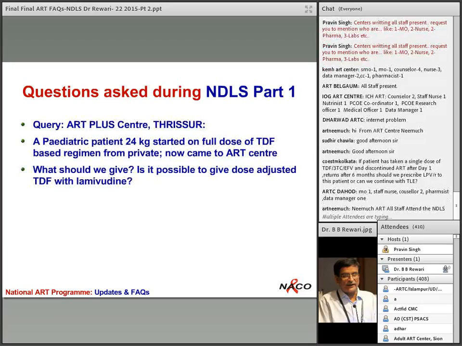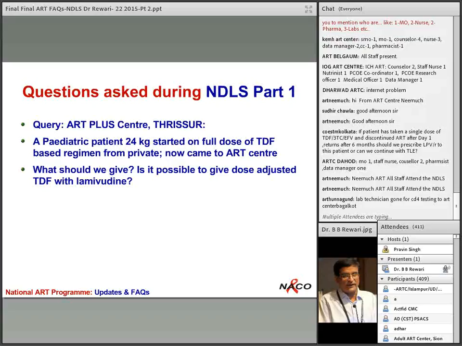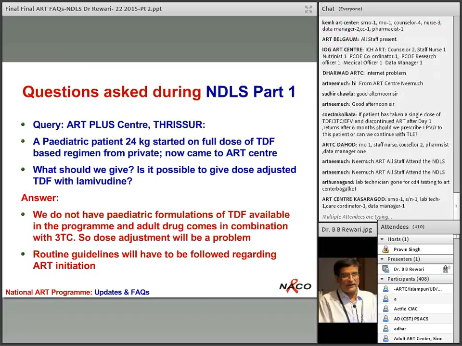Another question was, a child of 24 kg started on full dose of TDF from a private facility. What should we do? Basically, we have to follow the standard guideline. We don't have pediatric formulations of TDF. So basically, we have to follow the initiation guidelines for children of this age and weight.